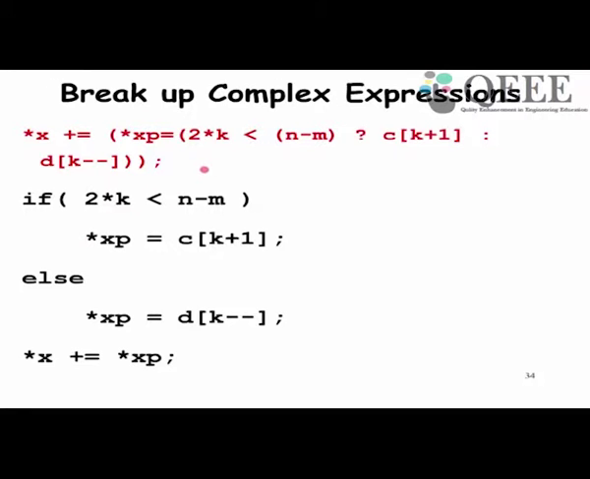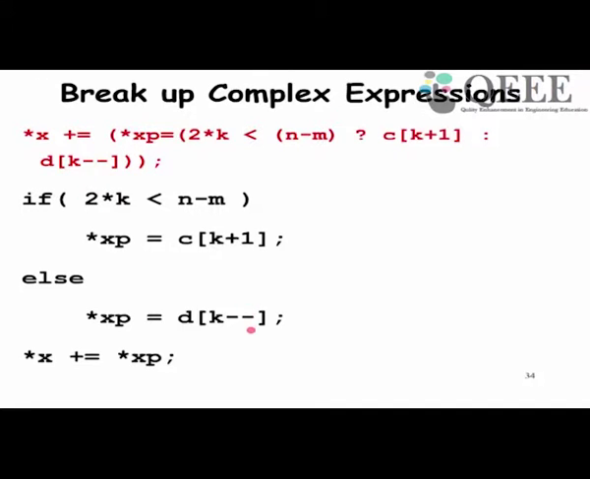We could have written if 2 into k is less than, okay, this is the expression 2 into k minus n minus m. This is the expression which is checked, and then either this value or that value is taken, depending on whether the expression turns out to be true or false. The same thing we could have written here, which is clear: if 2 into k is less than n minus m, then we assign xp equal to ck plus 1, or if that is false, we take the other value and assign it to xp.